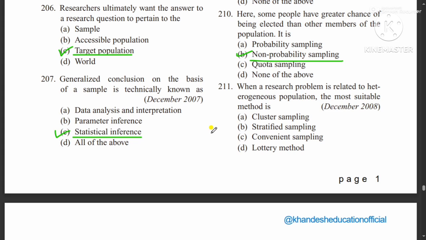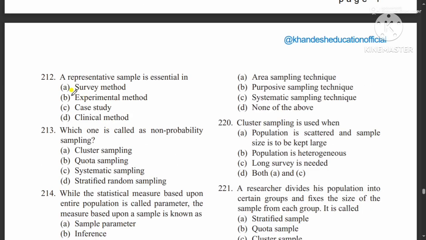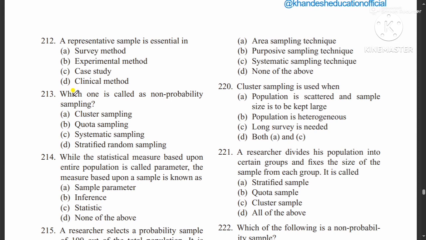Next, when a research problem is related to a heterogeneous population, the most suitable method is. Stratified sampling, option B. Representative sample is essential in. Option is correct. Survey method. Which one is called non-probability sampling? Option B is correct. Quota sampling.